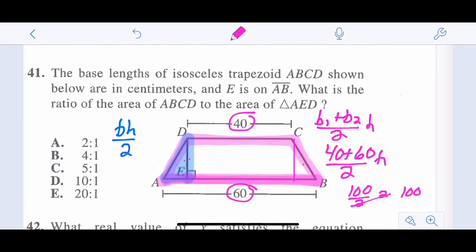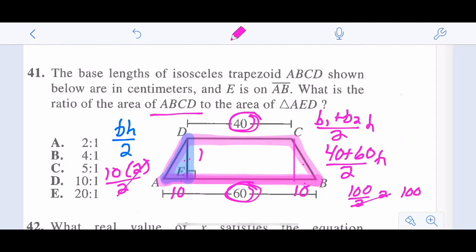And then let's do the same thing for the triangle. How do we figure out our base? Well, 60 minus 40 is 20 between these two sides. Divide that in half: half for this side is 10, half for this side is 10. So our base is 10. We plugged in a height of 2, so 10 times 2 divided by 2 means it's 10. So the area of the trapezoid is 100, the area of the triangle is 10, and that reduces to 10 to 1.